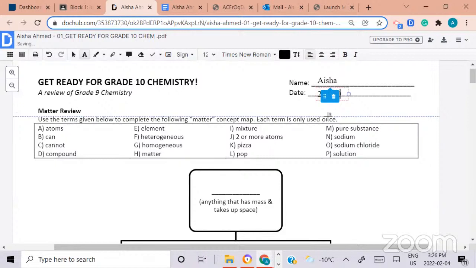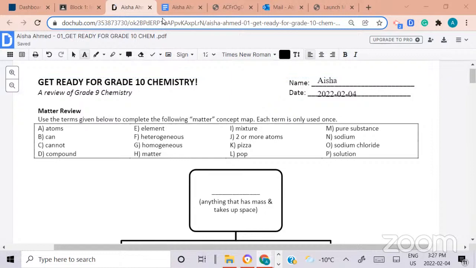Okay, so what is anything that has mass and takes up space? What is the most general word to describe it? I don't want to say the answer, but to describe anything that has mass and takes up space. Aisha, if you know the answer, can you please unmute? Oh, so it's a term? It's like a term name?